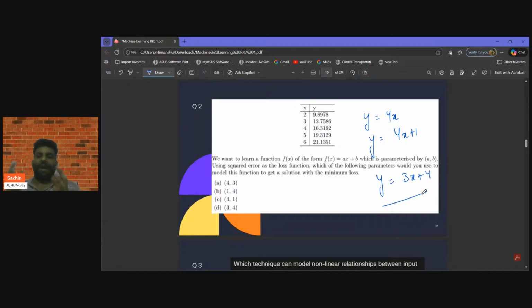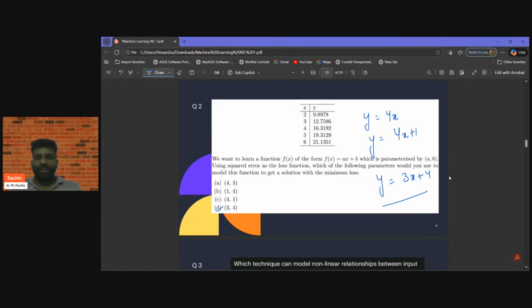The other way is going by the general method. You can simply minimize your mean squared error, and you'll have the final solution for a and b. If I go by this approach, the correct answer is going to be 3x plus 4 over here. I hope you guys are getting it. If you have any doubt, you can always message me in the chat. If not, it's okay. Let's keep on going.